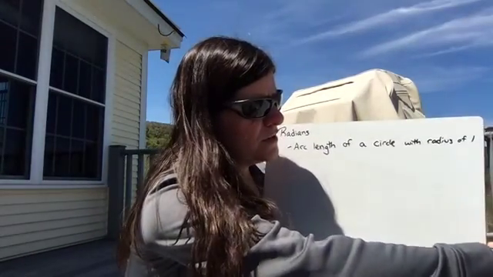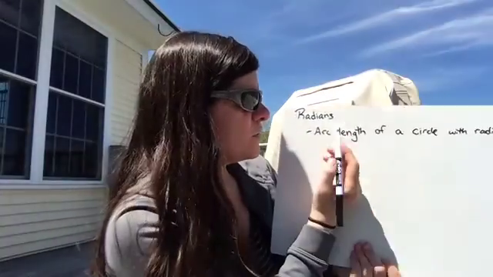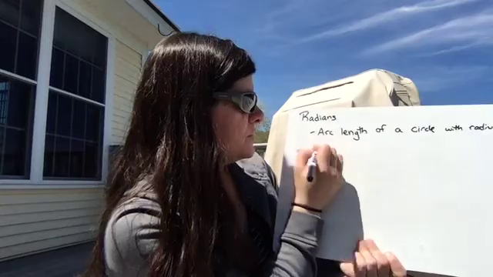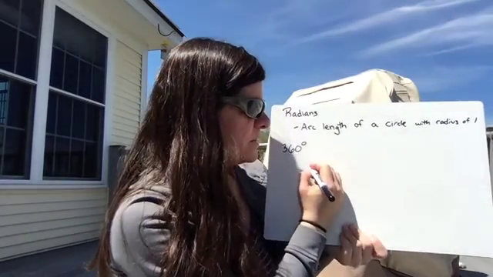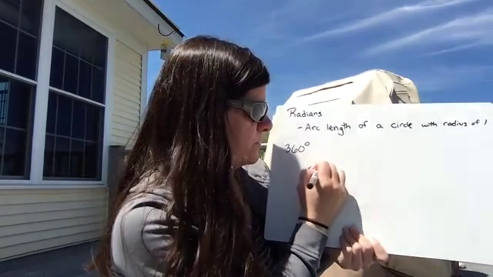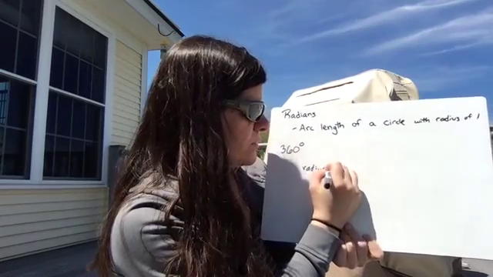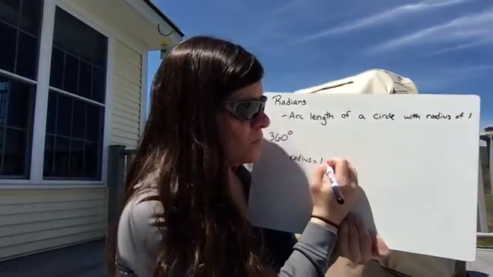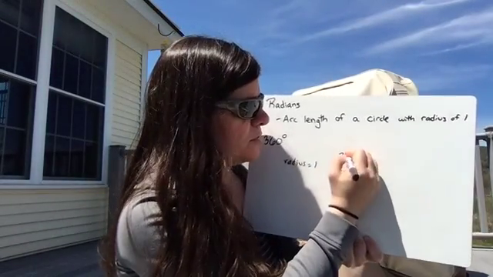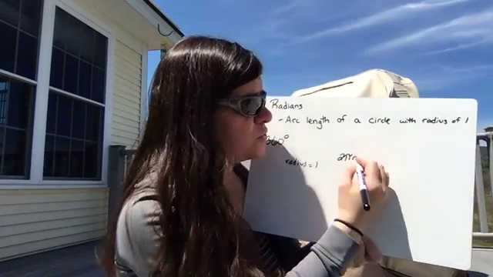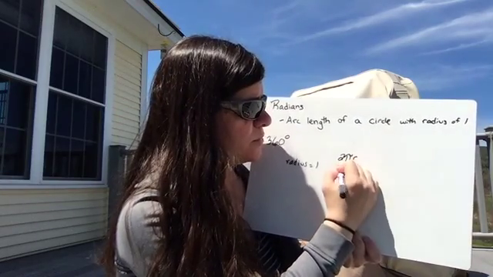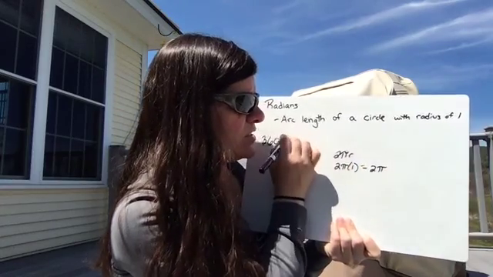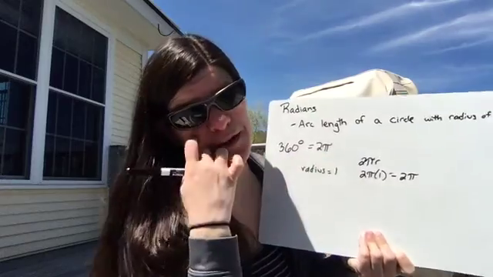So let's look at this a little bit. In a circle, right, a circle has 360 degrees, and if my radius is 1, then the arc length is really the entire circumference, right? Which would be 2 pi r, and r is 1, so we get 2 pi times 1, which is simply 2 pi. So 360 degrees would be 2 pi.